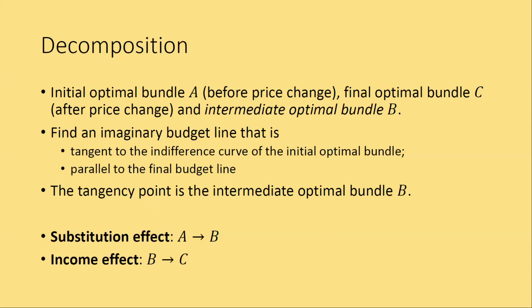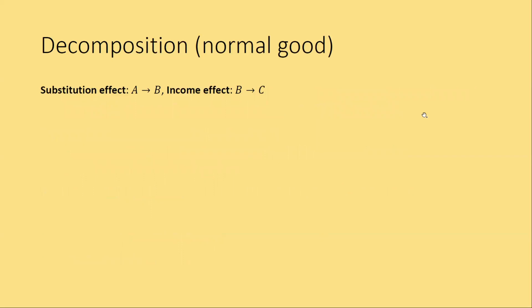And let's go to the graph, and just remember, by substitution effect, we mean the effect of moving from point A to point B, and by income effect, we mean the effect of moving from point B to point C. So the overall effect is moving from the initial point to the final point, which is from point A to point C. All right. So let's first draw the graph for this decomposition for a normal good.